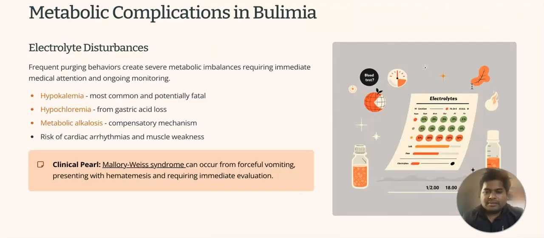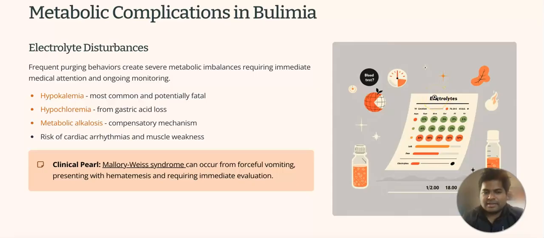Now metabolic complications. What happens if the person has bulimia nervosa? Since the person will be repeatedly vomiting, there will be hypokalemia, because with vomiting there will be fluid loss and the RAS system gets activated. In the RAS system, sodium gets absorbed and potassium gets secreted, hence hypokalemia. And since acid is coming out of the body, there is hypochloremia. Again since acid is coming out of the body, we say metabolic alkalosis.